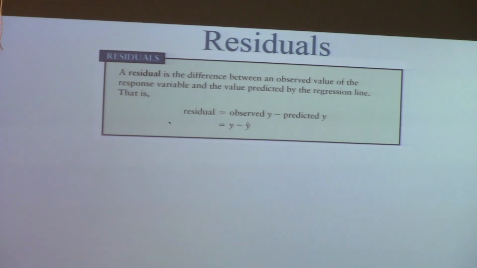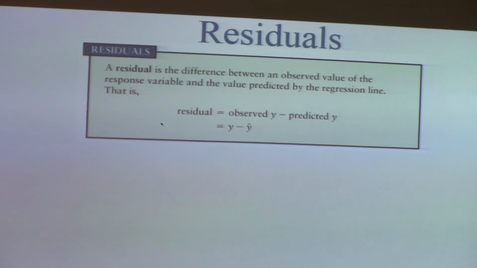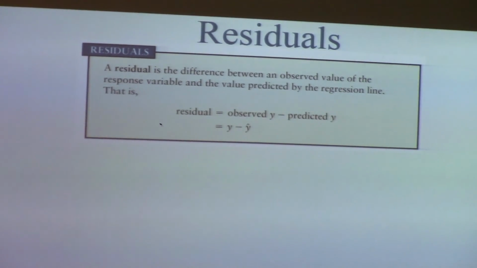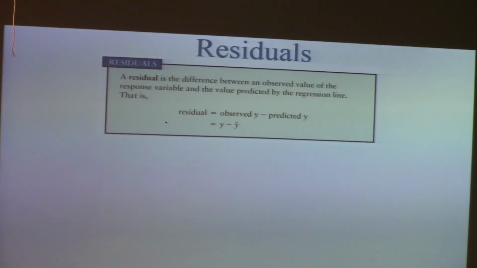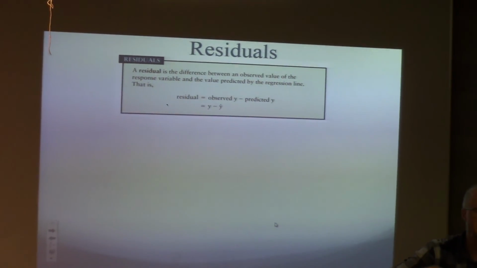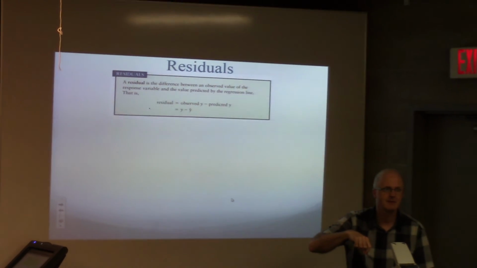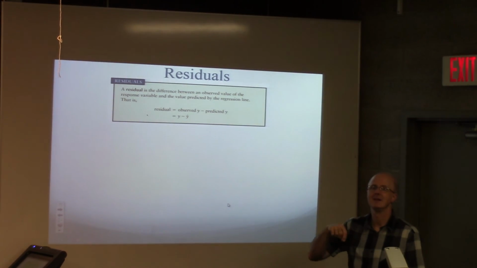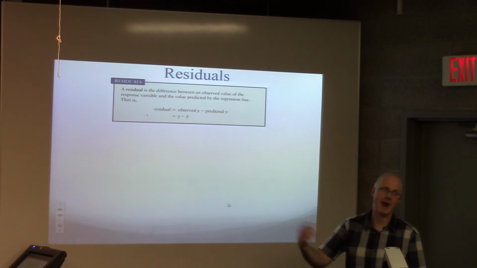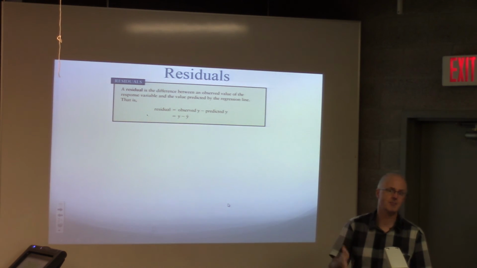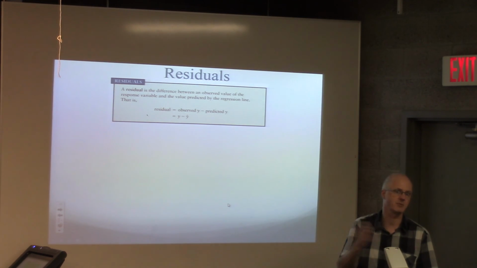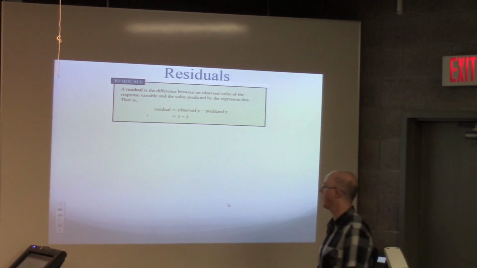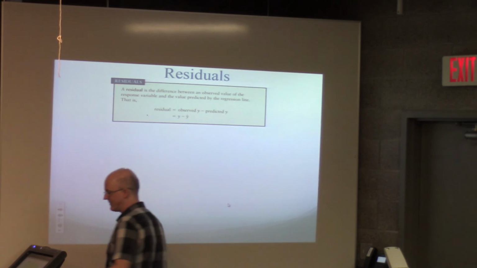In the example on the board, x was 3. By the way, I remember the order of this by looking at this formula, observed y minus predicted y, and remembering that O comes before P. Okay? Observed value, or actual value if you prefer, minus predicted value from the regression line. O comes before P, so does A come before P. That's the way I remember the order. It can be positive or negative.